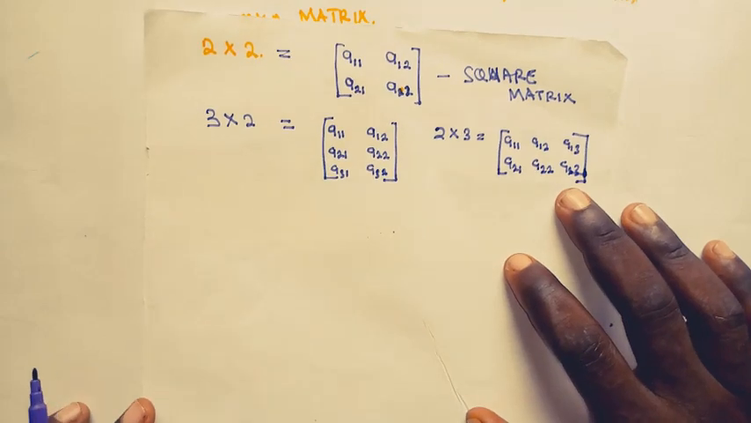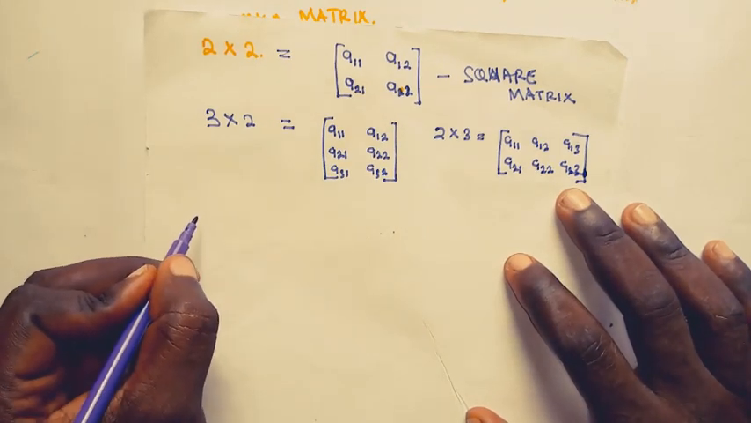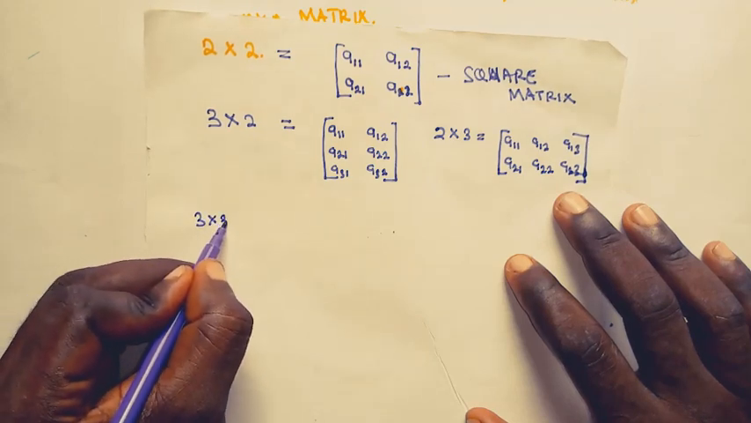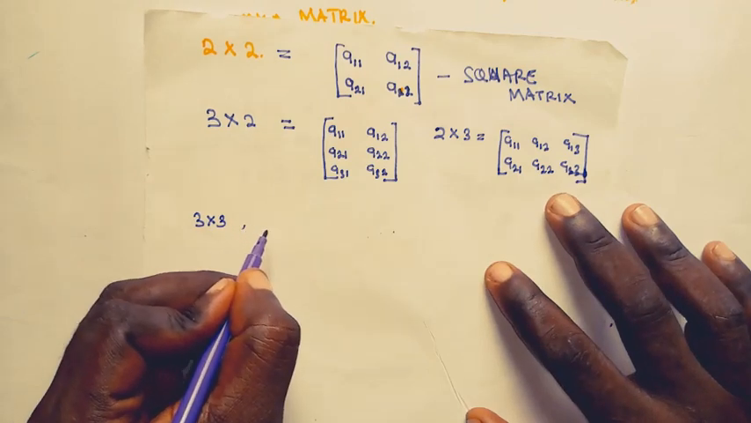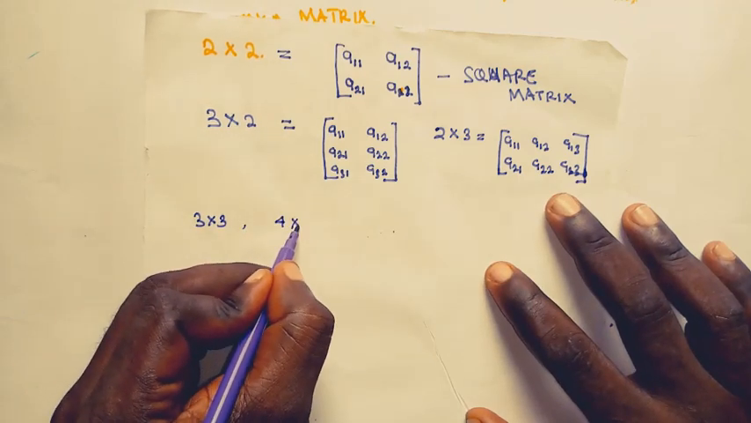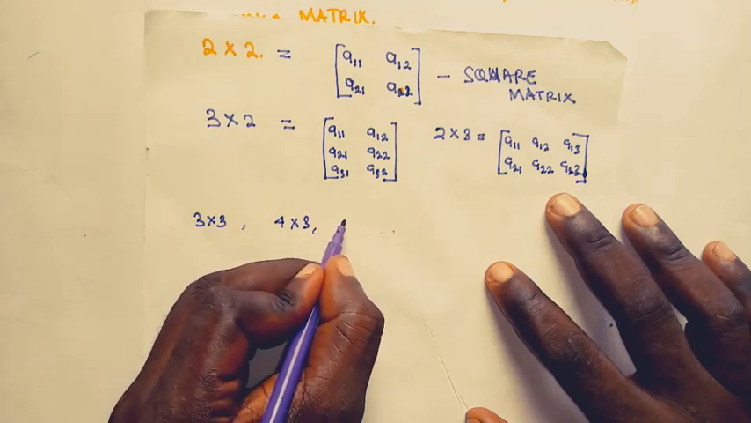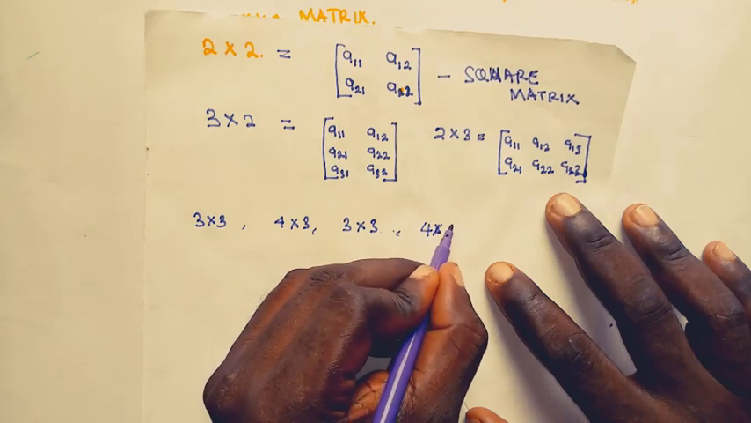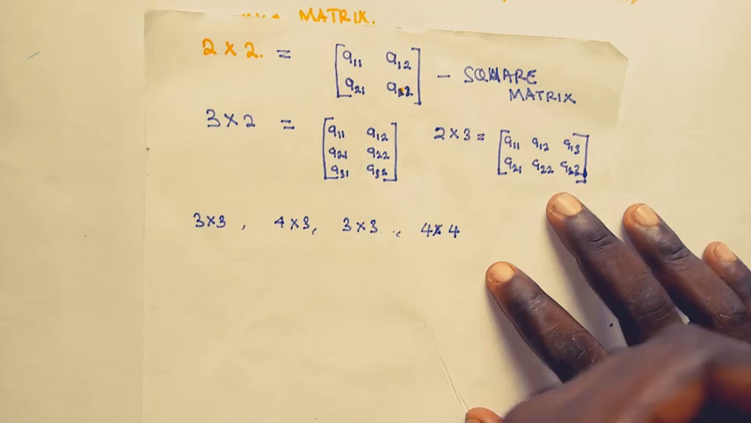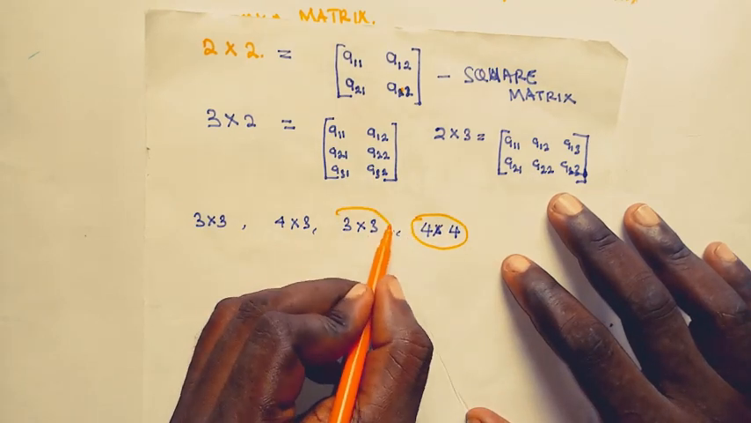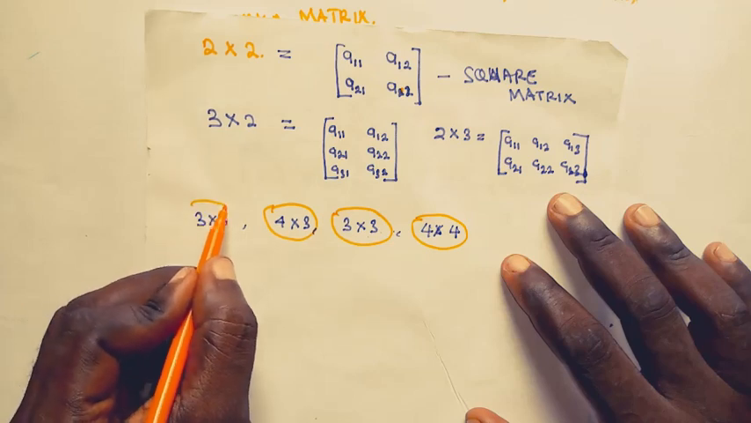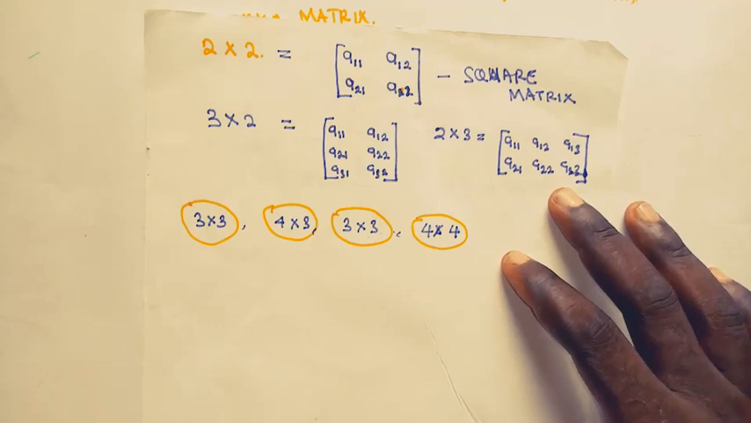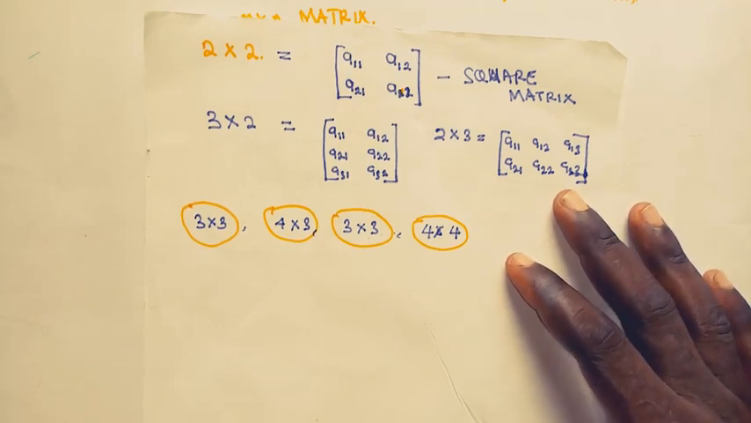And then I want you to try to draw matrices with their elements for a 3 by 3 matrix, a 4 by 3 matrix, a 3 by 4 matrix, and then a 4 by 4 matrix. Try and draw each of these on your own to see what kind of matrix we have, and identify which of them is a square matrix.